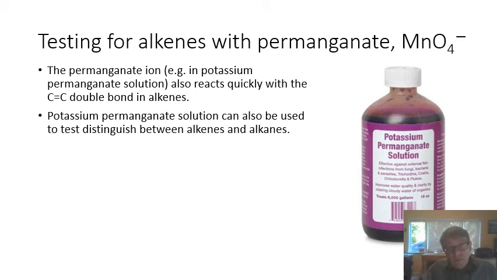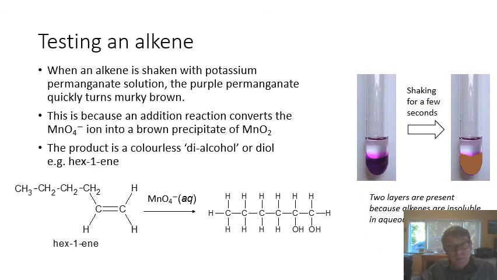You can also test for an alkene or alkane using potassium permanganate solution. Potassium permanganate reacts readily with the C=C double bond, whereas it doesn't react with the C-C single bond. So you can use that to distinguish between the two. If you're testing an alkene, you'll find that you get a brown, murky precipitate in the test tube.